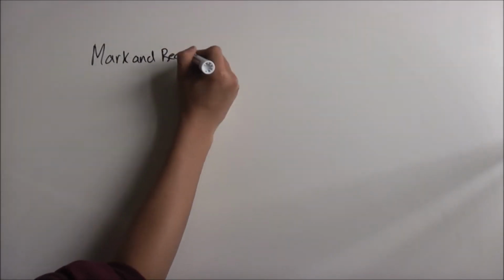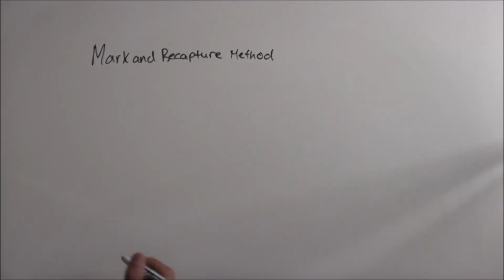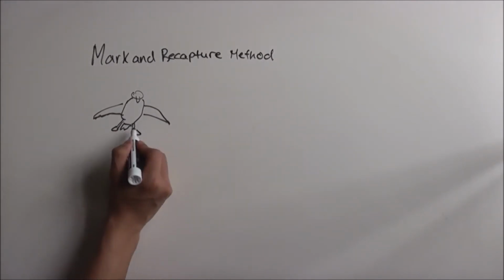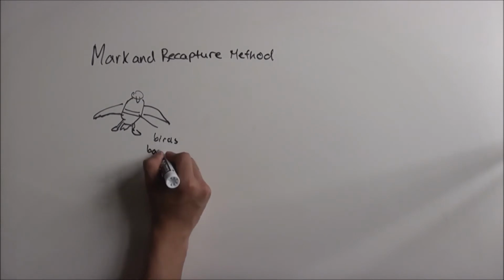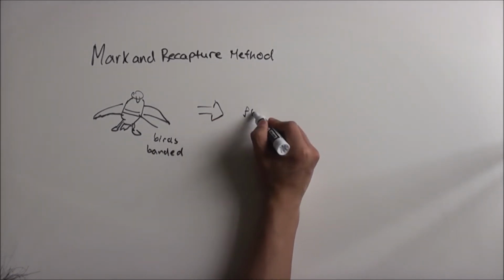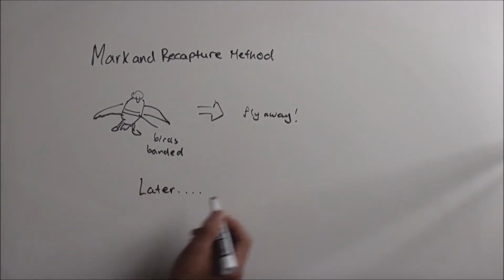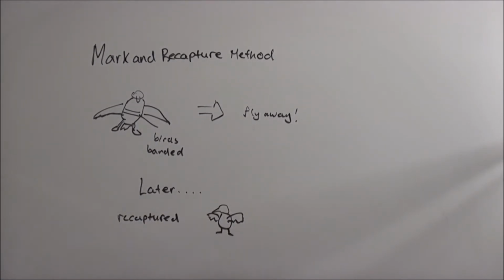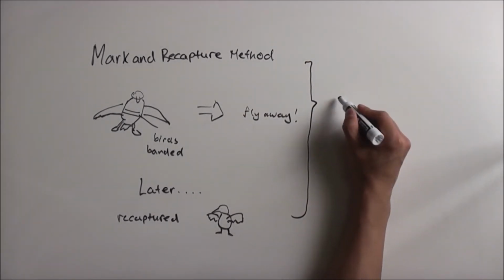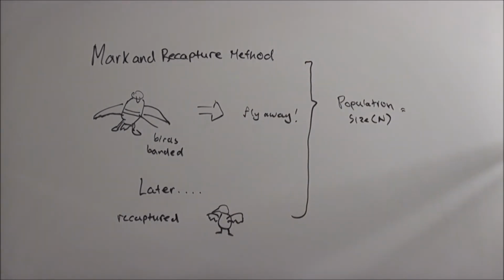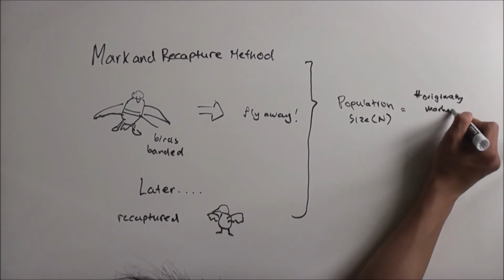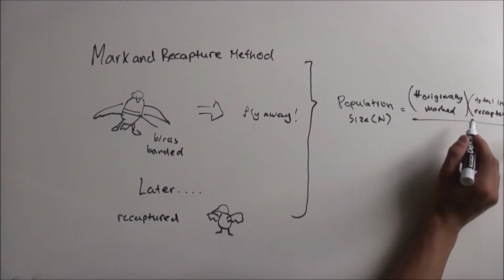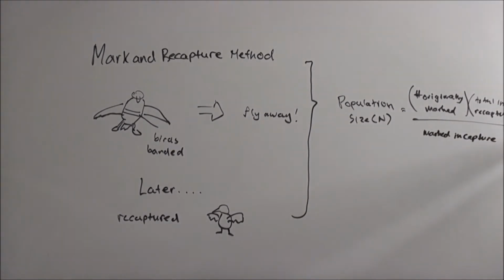Another method used to measure the population size is called the mark and recapture method. Basically, the mark and recapture method is where the species is captured and marked with a collar band or tag, and then later released into the wild. And then after a while, they are recaptured and used to determine the population size. They do this by the equation: population size is equal to the number originally marked multiplied by the total number of individuals in recapture, divided by the marked individuals in recapture.